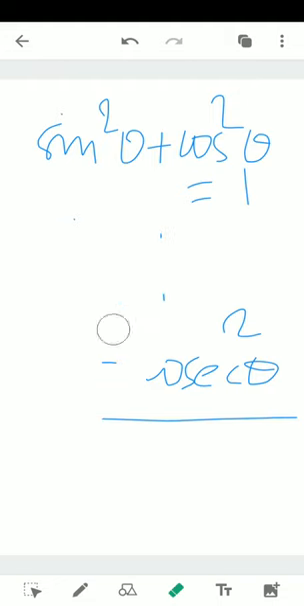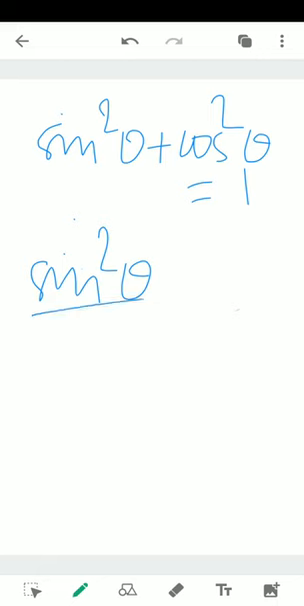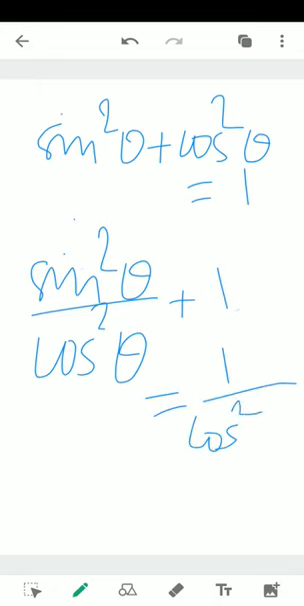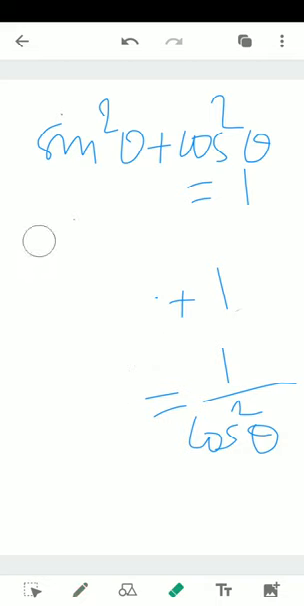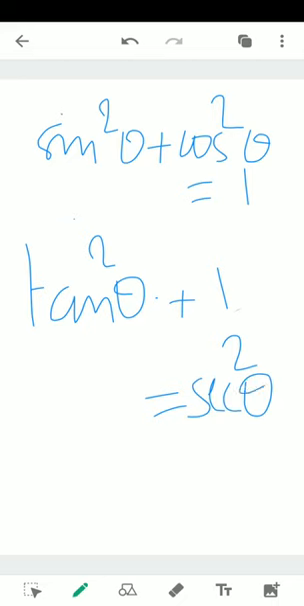Similarly, now sine square theta plus cos square theta, if I divide it by cos square theta, what am I going to get? Sine square theta by cos square theta becomes tan square theta, cos square theta by cos square theta I can write as 1, and this becomes 1 by cos square theta. So this becomes tan square theta plus 1 equals 1 by cos square theta, which is nothing but sec square theta. Yes, so these are the three formulas that you have to remember. So sine square theta plus cos square theta equals 1, and the other two.